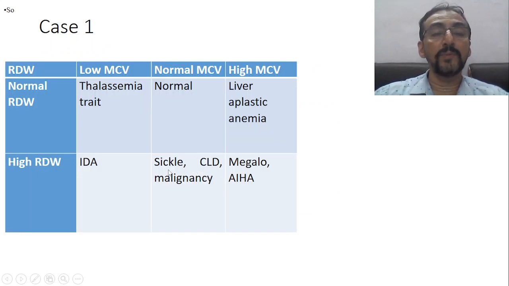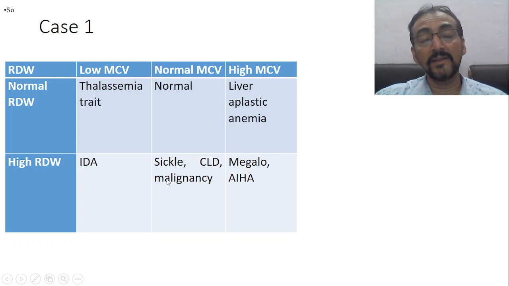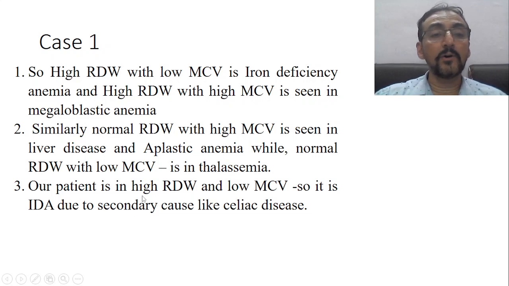इसमें जो मैंने बोला उसमें एक करेक्शन है. Okay, so high RDW with the normal MCV is seen in sickle and malignancy cells etc. एक हमें important correction माने जो differential diagnosis है thalassemia. So what they are telling is, in case of thalassemia, normal RDW with low MCV. Similarly normal RDW with high MCV is seen in liver disease and aplastic anemia, while normal RDW with low MCV is seen in thalassemia. High RDW with low MCV is iron deficiency anemia, and high RDW with high MCV is seen in megaloblastic anemia.